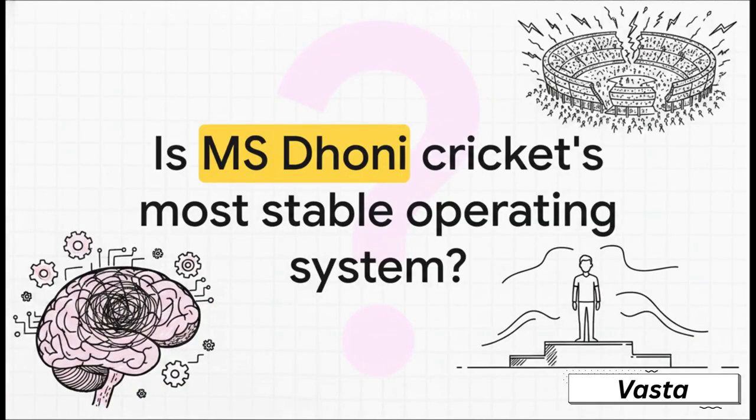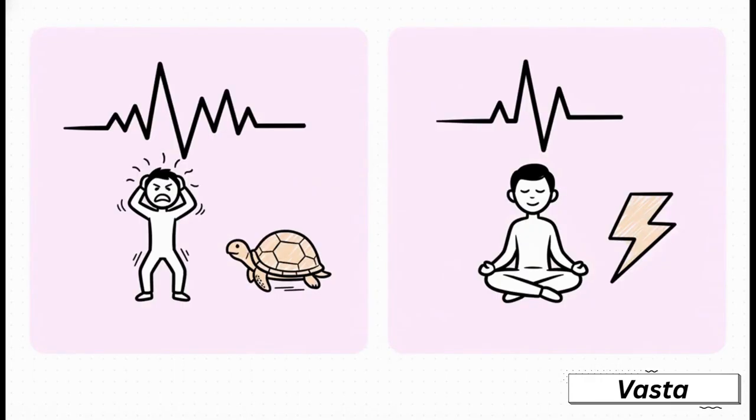In the incredibly volatile, high-pressure world of international sports, what is it that makes his brain function so differently from standard athletes? While most players completely crash under the weight of a billion expectations, MS Dhoni just seems to run on an entirely different framework. How exactly does he maintain total stability when the whole stadium is just in a state of sheer panic? Okay, let's dive right into this.